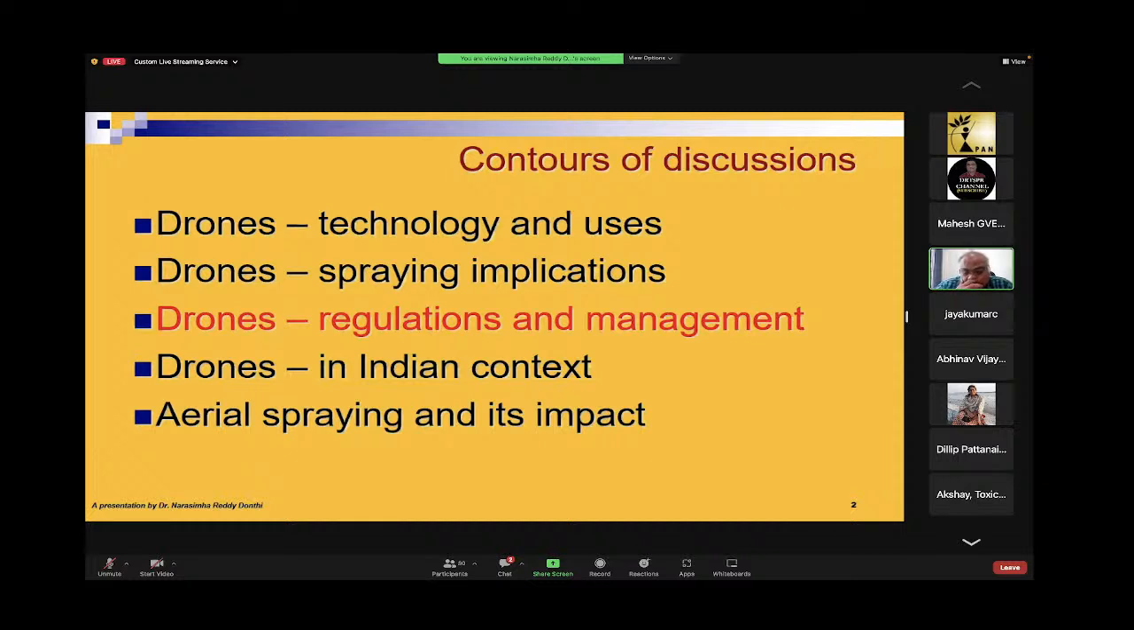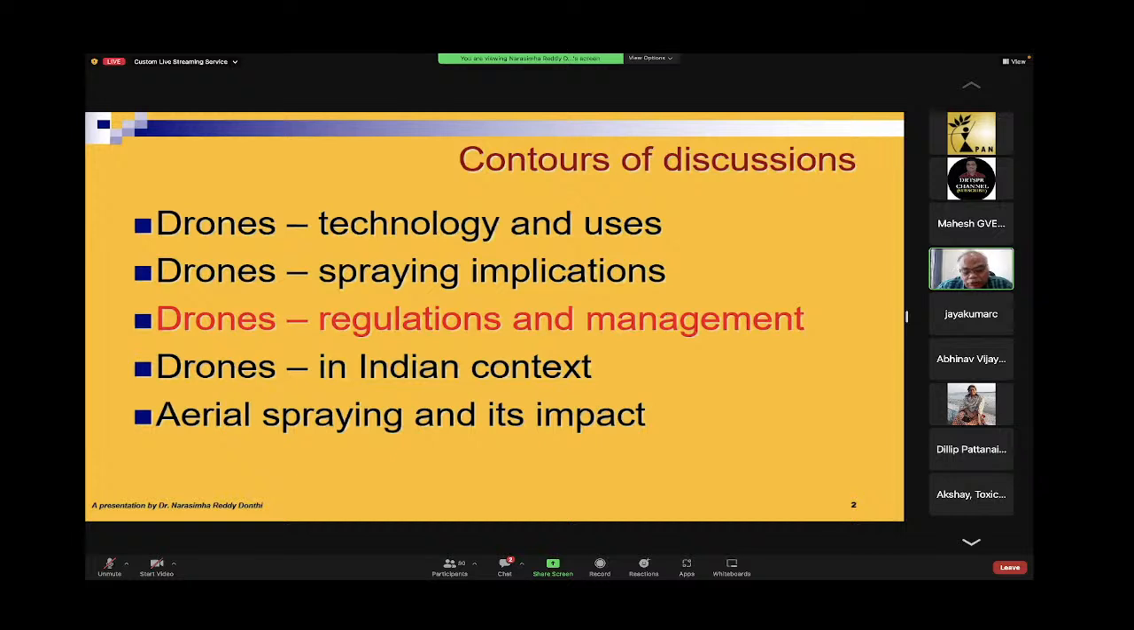And of course, we need to discuss drones in the Indian context. That is going to come up, and other panelists are also going to discuss this. Aerial spraying, what has been the experience across the globe and its impact, especially pesticides. So I'm not going into the toxicity of the pesticides. I think that my esteemed panelists are going to discuss.